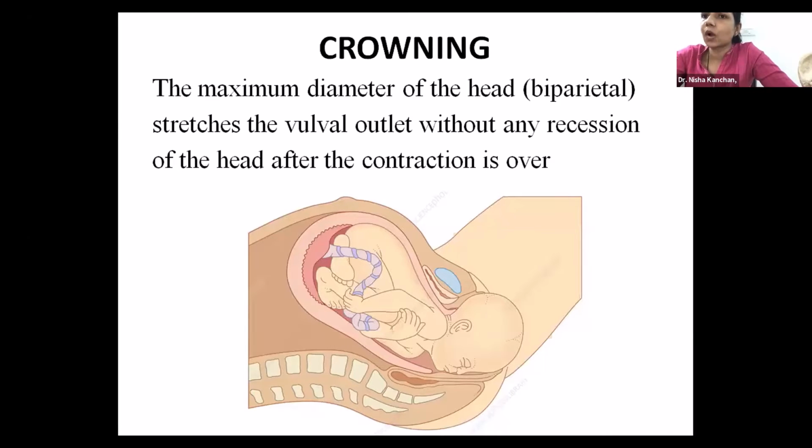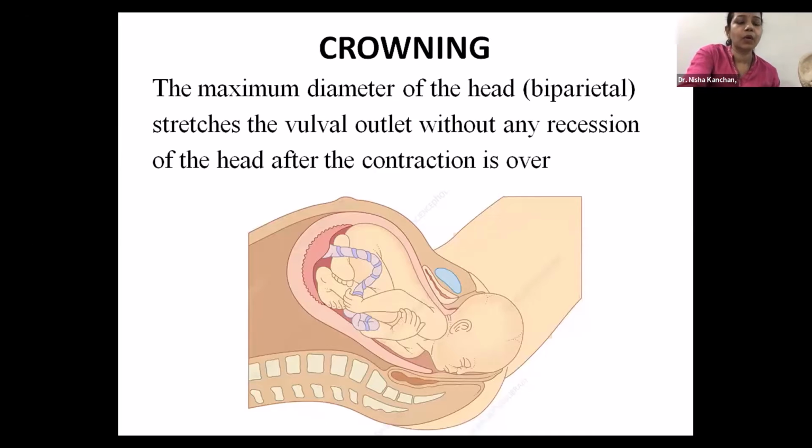Now that point is called crowning. So when the maximum diameter of the head stretches the vulval outlet without any recession of the head after the contraction is over, without the head going back after the contraction is over, that point is called crowning.